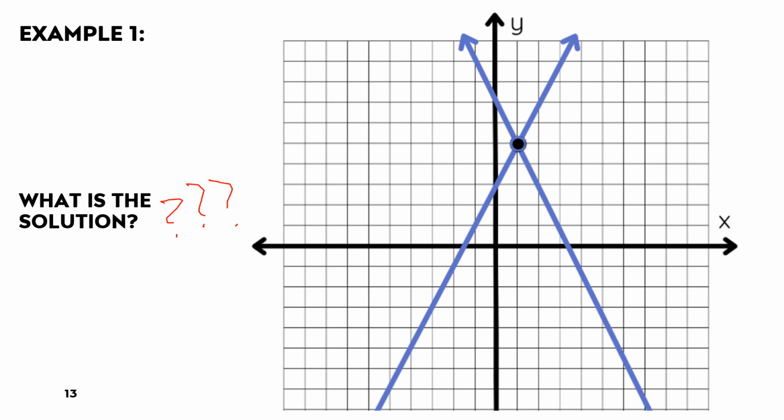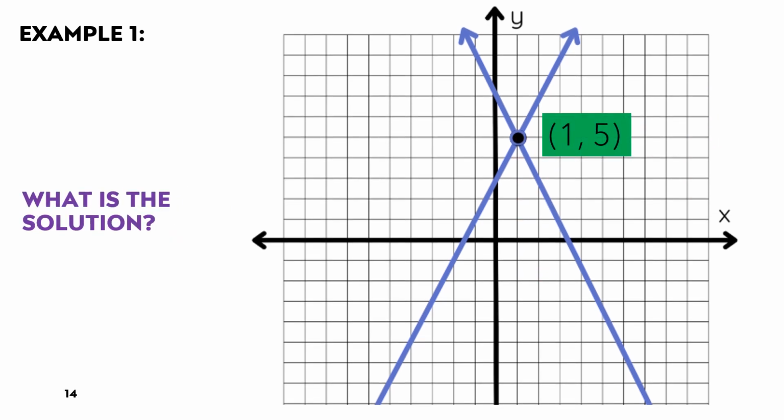So here, I'm going to go on my x-axis. I counted over 1, so I know my x is 1. I'm going to count up to where they intersect. So that's 1, 2, 3, 4, 5. I'm just going to double check that. 1, 2, 3, 4, 5. And you just write it as an ordered pair. In this case, it's 1, 5. So our solution here is 1, 5.